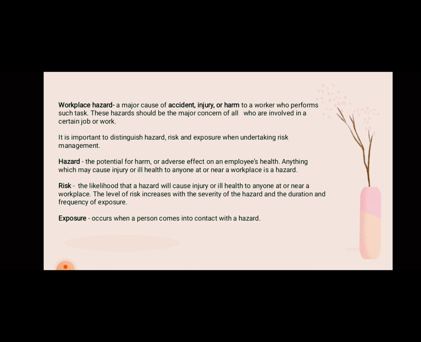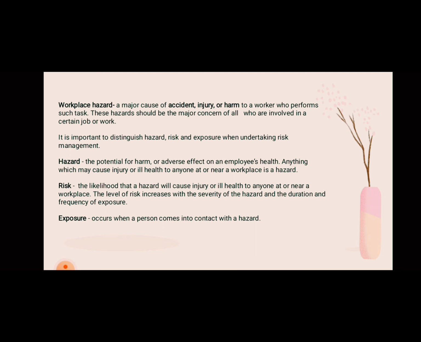What is risk? The likelihood that a hazard will cause injury or ill health to anyone at or near a workplace. The level of risk increases with exposure. The level of risk increases with the severity of the hazard and duration and frequency of exposure. What is exposure? It occurs when a person comes into contact with a hazard.